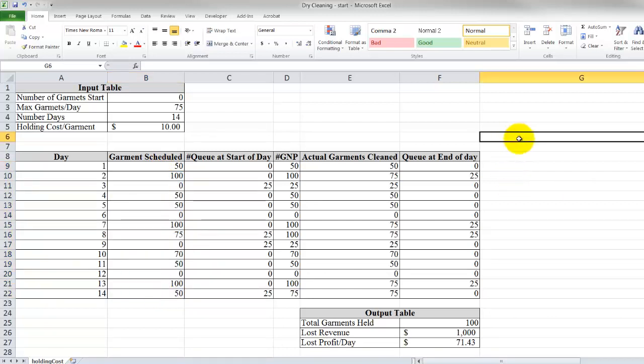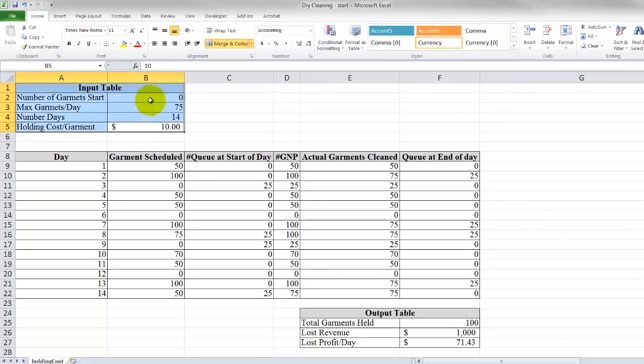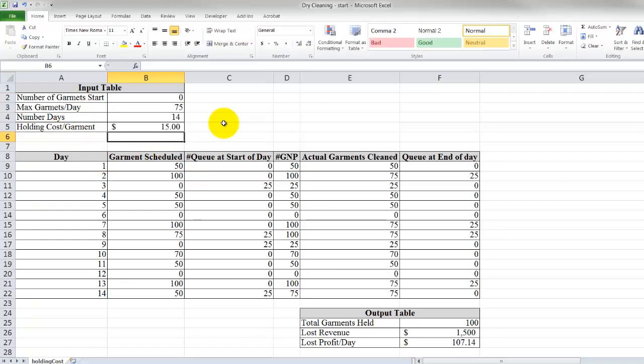So just to recap on some of the logic that we implemented, we created an input table which had all of our values that we might want to change. For example, maybe we increase the holding cost from 10 to 15, and that's going to be built into this table where it influences the output. Let's hit undo to get it back.